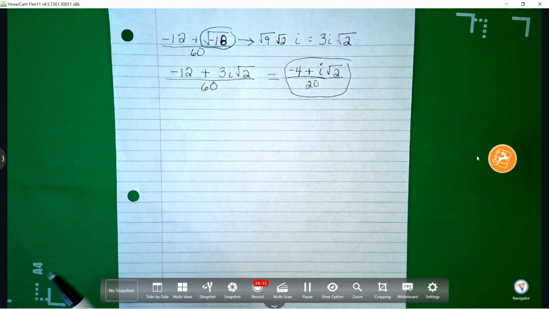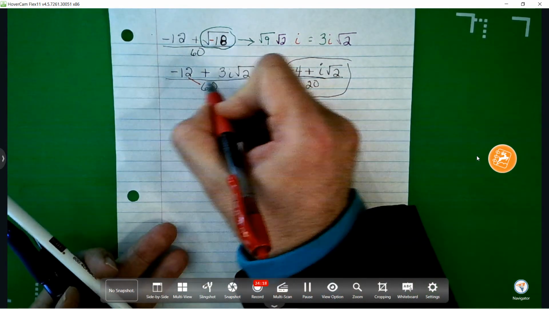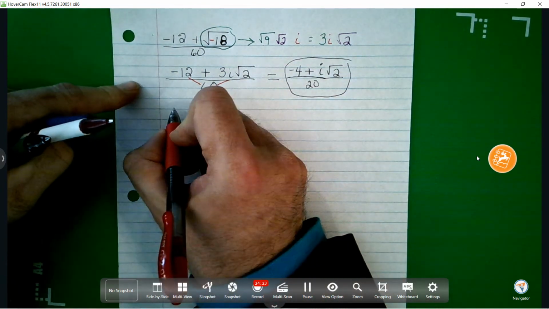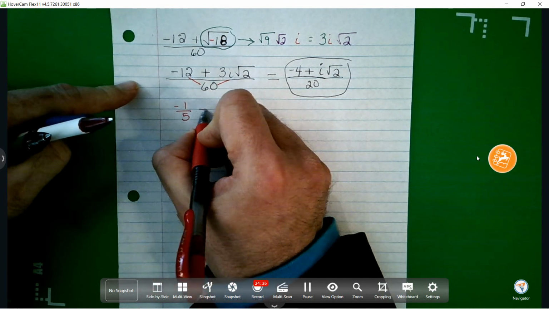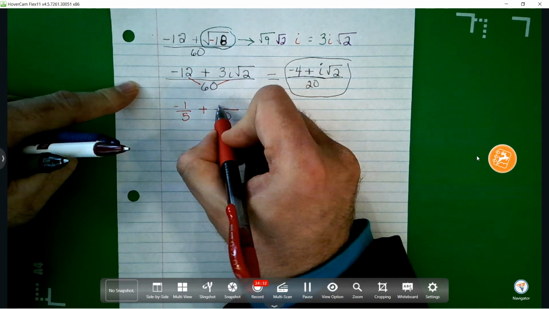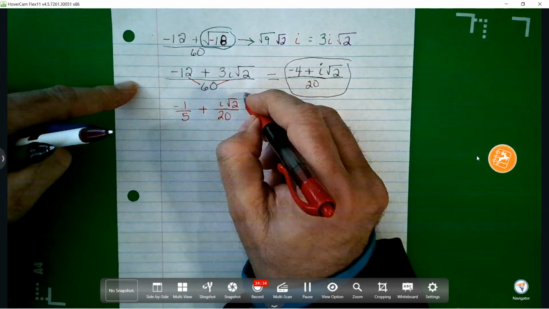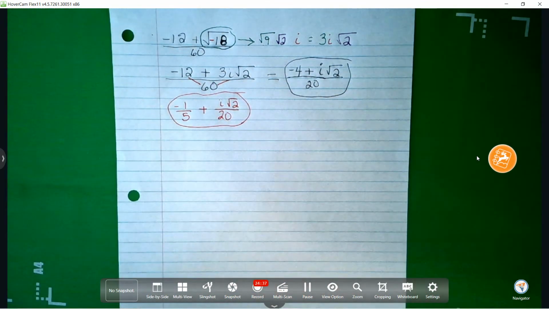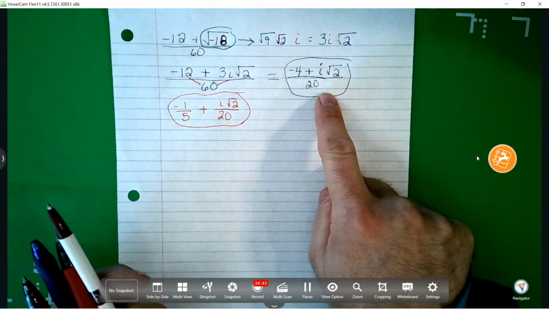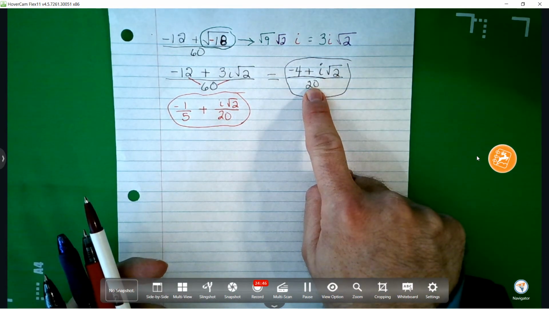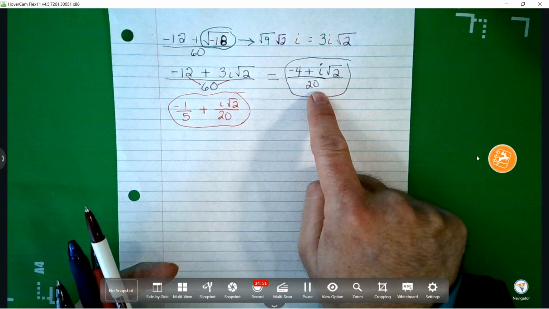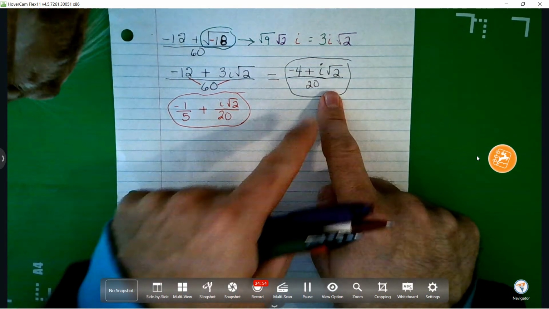Now, if you actually wanted to break it up, your answer is going to look a little different. The negative 12 over 60 would reduce to negative 1 over 5. The 3 over 60, let's see, 3 goes into 60, is that 20 times? Pearson will take both of these answers. I think this one is the easier one to write, the one with just one big fraction, or to type in. Here are 2 different ways you could write the same answer. But I'm going to type this one in.